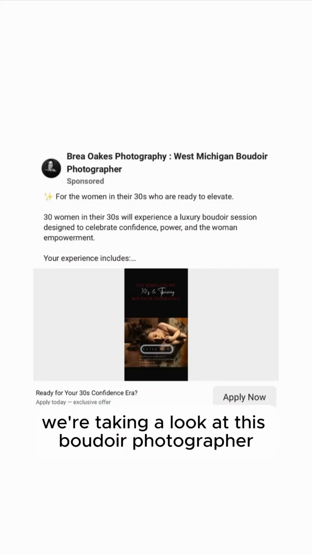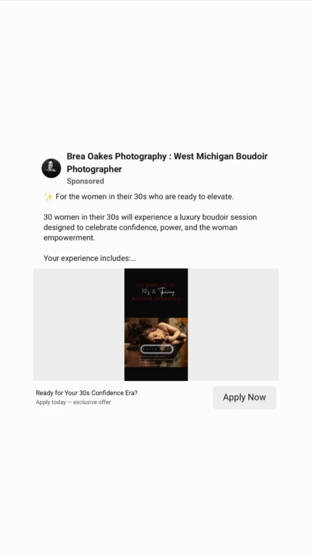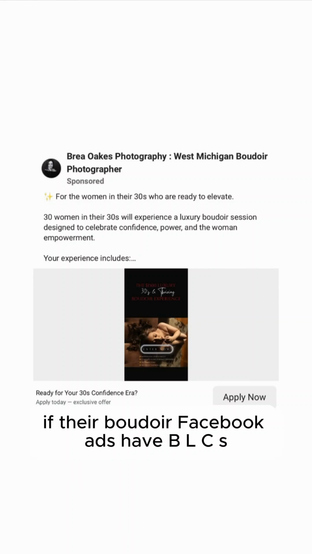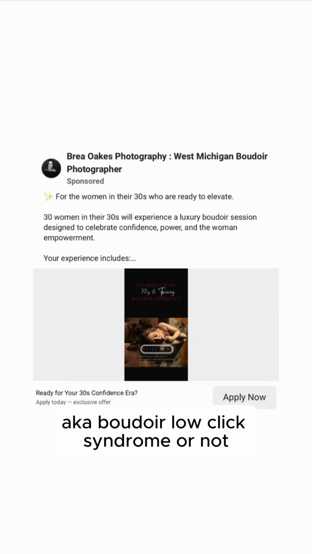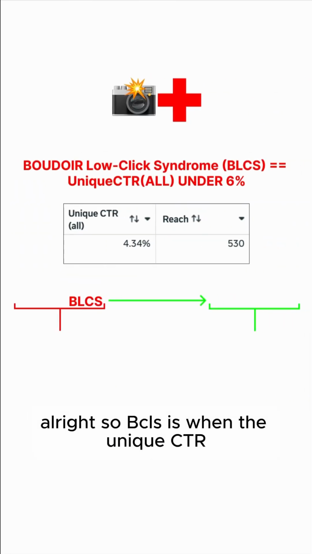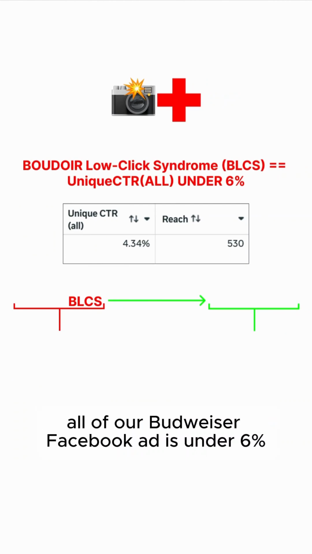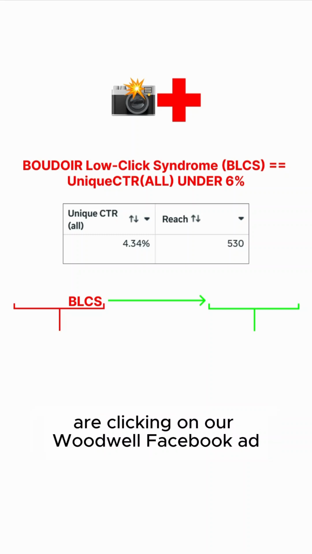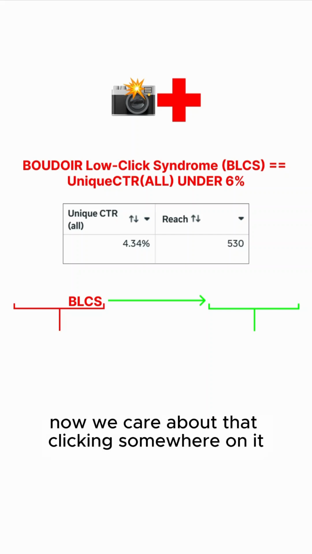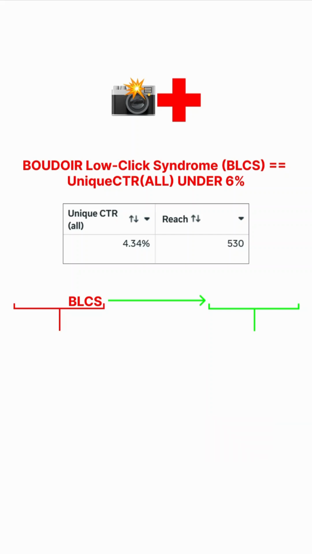All right, y'all, we're taking a look at this boudoir photographer, and we're going to diagnose if their boudoir Facebook ads have BLCS, aka boudoir low click syndrome, or not. BLCS is when the unique CTR of our boudoir Facebook ad is under 6%. This means fewer than 6 out of 100 women are clicking on our boudoir Facebook ad. And we care about that, clicking somewhere on it.